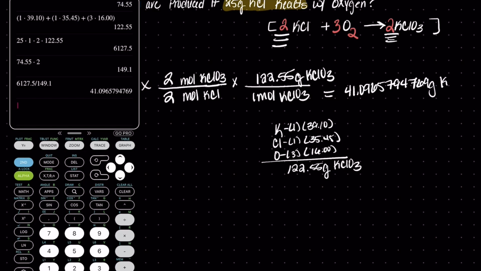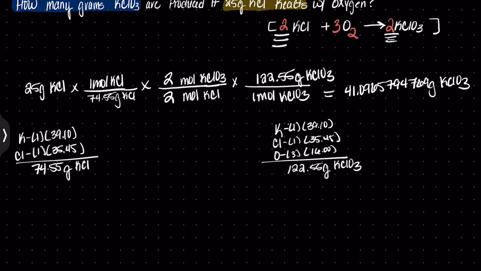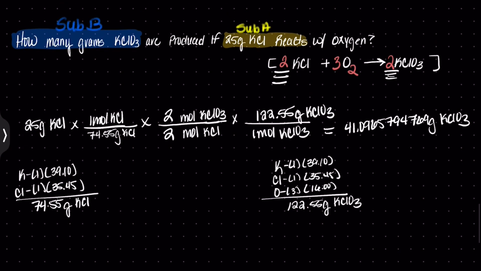41.0965794769 grams of KClO3. That is not your final answer, however, ladies and gentlemen. That has far too many numbers. We are given a whopping 2 sig figs to work with here. So we should report our answer in the appropriate number of significant figures. That rounds to 41 grams of KClO3.